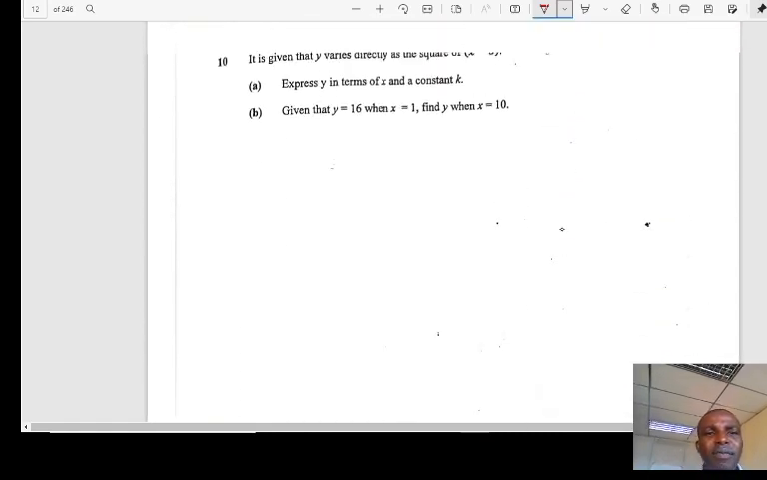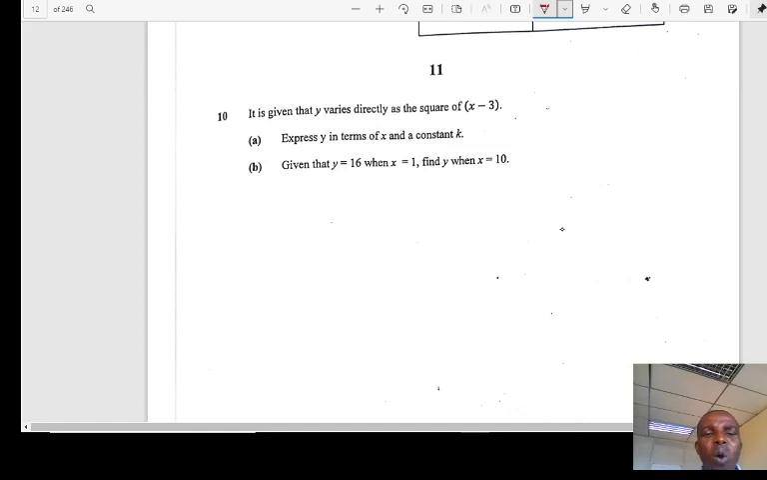Then question number 10. It is given that y varies directly as the square of x minus 3. Express y in terms of x and a constant k. So you write y varies. First thing, you introduce a sign of proportionality. Then as the square of x minus 3, it means x minus 3 squared.